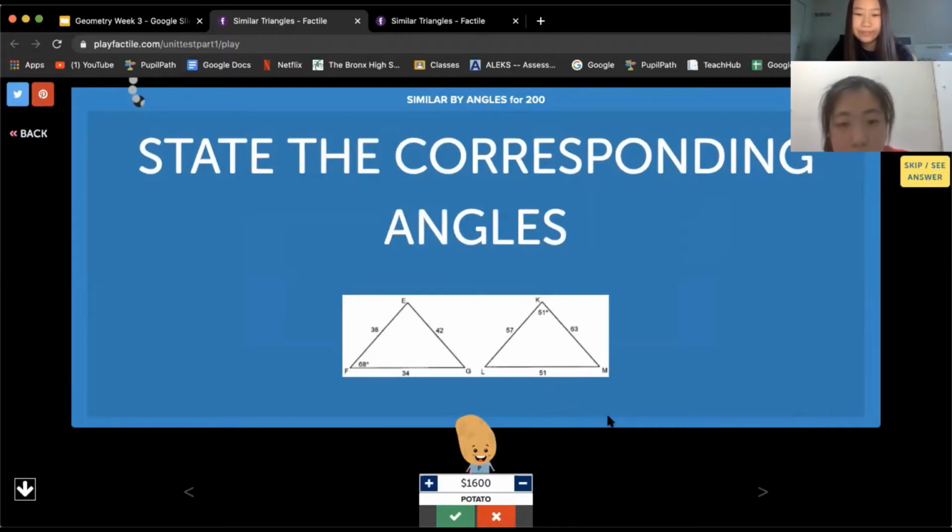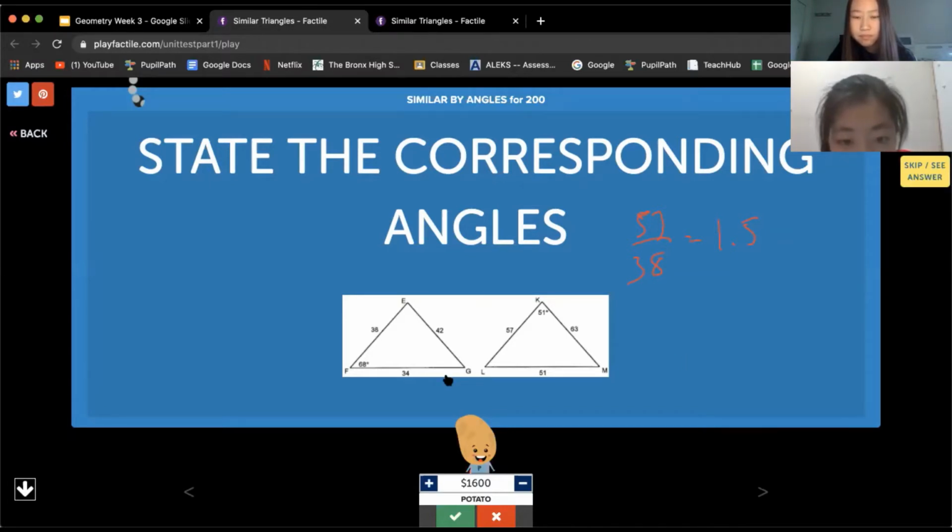State the corresponding angles. Okay, so as you can see here, these two triangles are similar because their sides are in proportion. Because all the sides have a scale factor of, is that 28? Yeah, it's a scale factor of 3 to 2, I think. It's a scale factor of 1.5.